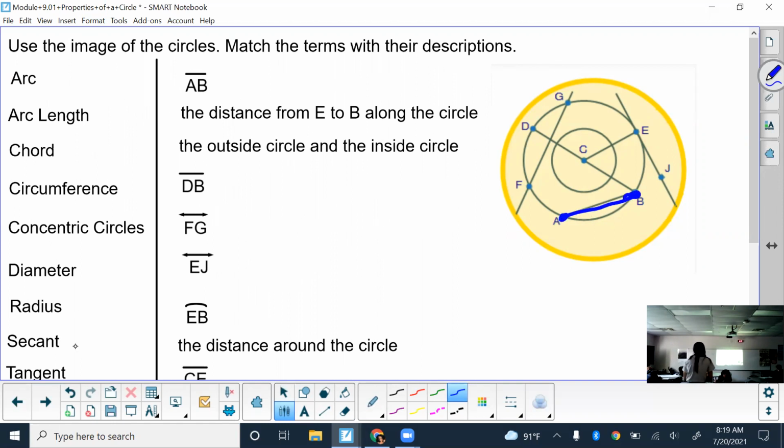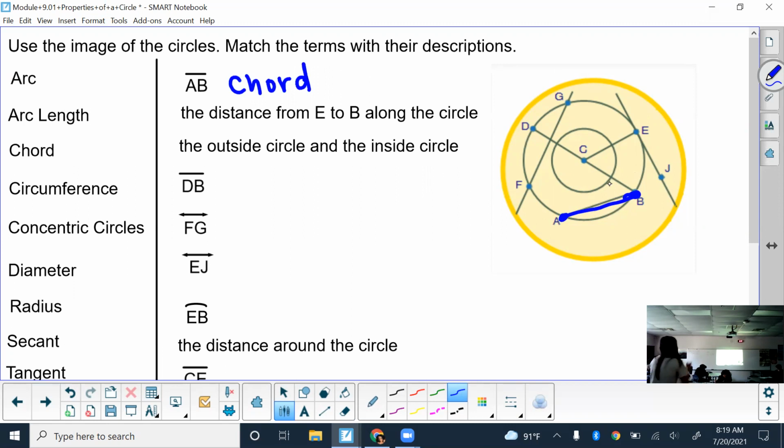Out of all of these vocab words, which one best matches what line AB is? Right here. Chord, good. All right, so seeing how much you remember from the semester.